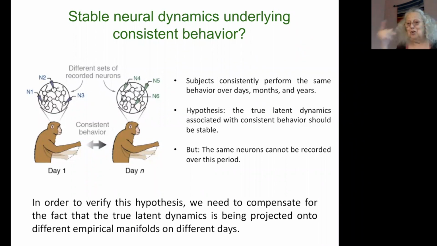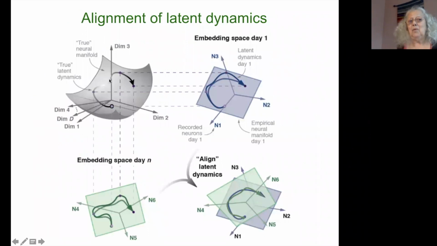So we need to compensate for the fact that there is a true latent dynamics. There is a true neural space of the order of 10 to the 6 neurons, in which there is a true manifold, which we claim is stable. But I am projecting that manifold into an empirical space on day 1 and a different empirical space on day n, where the empirical space is the space of the neurons that I'm recording from. So this is what we mean by this.